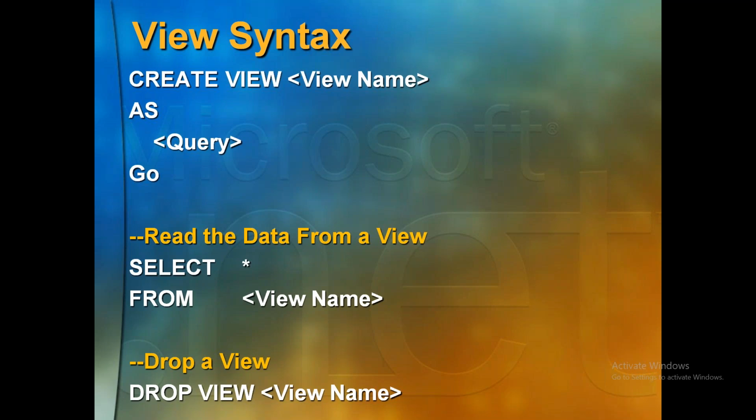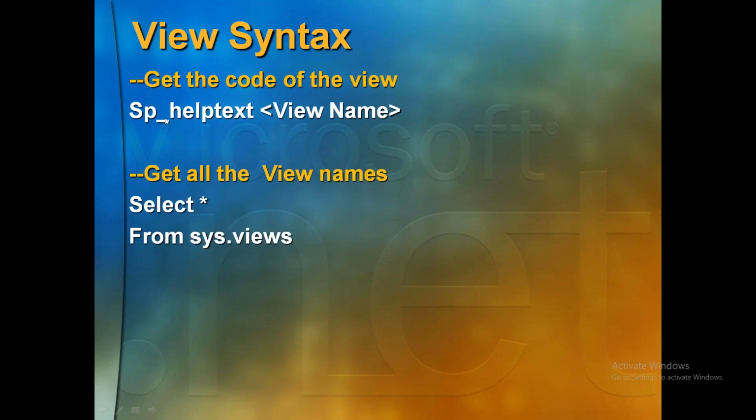So how to create a view? Create view name as a query, so we can have a single query as part of the view. And if you want to read the data from the view, select star from the view name. And if you want to drop the view, you can drop it like this. And if you want to see the code of the view, sp_helptext view name. To get all the view names, select star from sys.views. This is a system table.